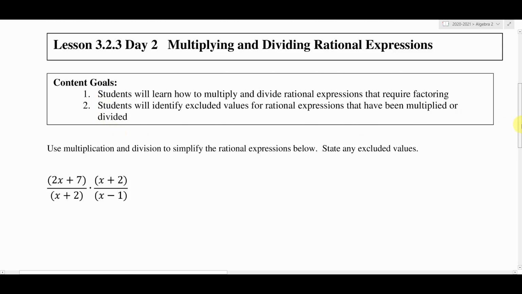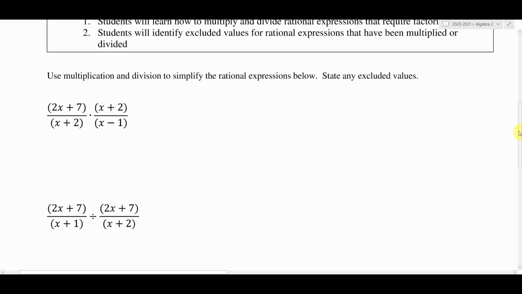Okay, so these first couple of problems are a recap from yesterday. You'll notice here that we have two rational expressions being multiplied, so you want to make sure that you pay attention to that symbol in between the two fractions. Since we are multiplying, we can just multiply straight across the top and straight across the bottom. I always like to think of it as bridging this little gap right here, so it combines to be one big fraction.